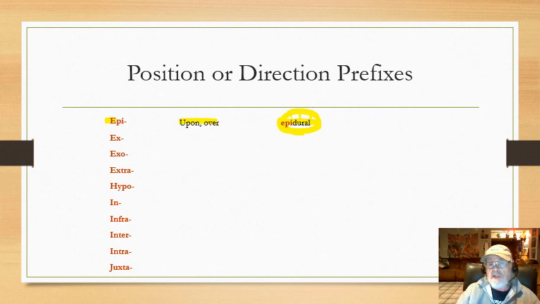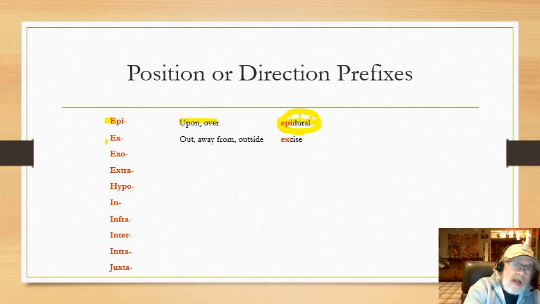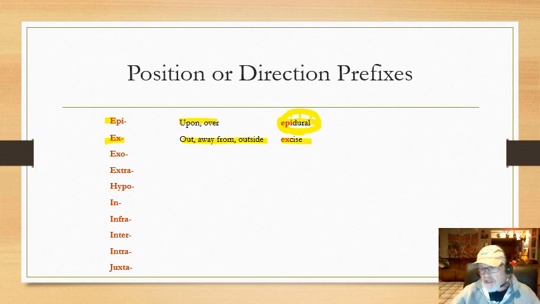There's a membrane on the outside of the heart. It's called the epicardium. So epi means over or upon. Ex means outside, away from, or out. If you excise something, it means to take it out. You remove something. You excise a tumor or the tonsils, whatever the case may be. So basically, ex means out, away from, or outside.